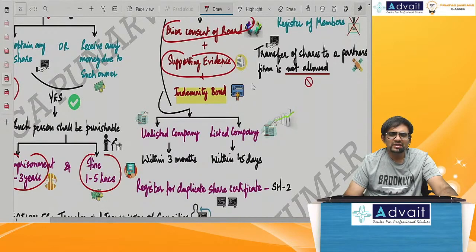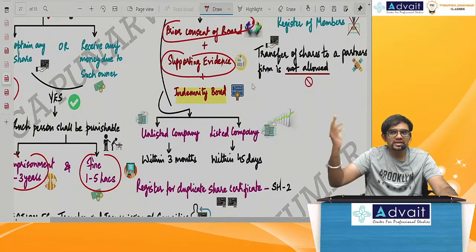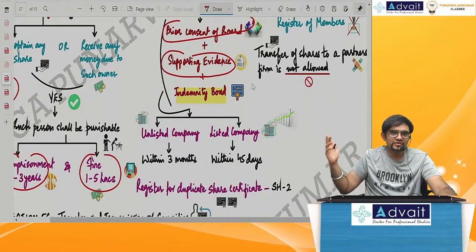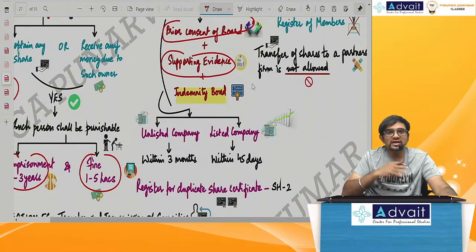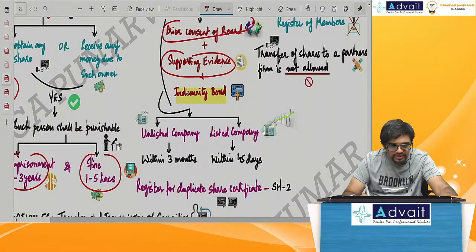So tomorrow, if anybody comes and tells that he is the owner, I am telling the company, look boss, don't worry, I am the only owner. If tomorrow somebody else comes and says he is the owner, he has the share certificate, I will indemnify you, I will compensate you. That is called an indemnity bond.